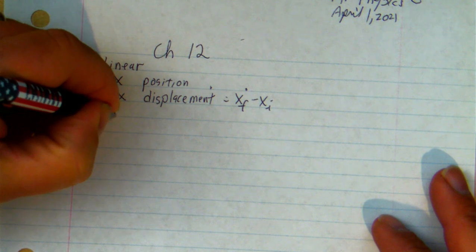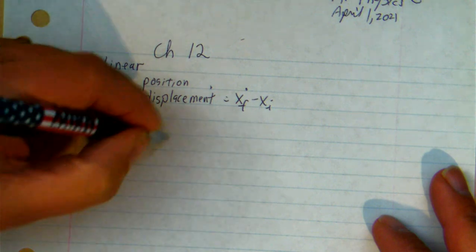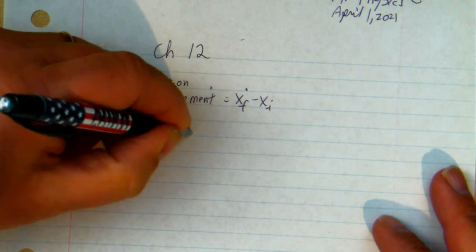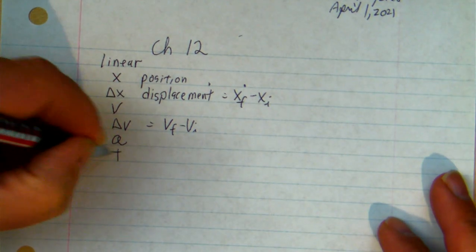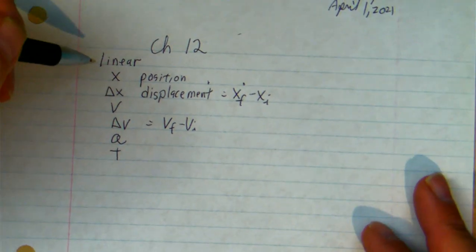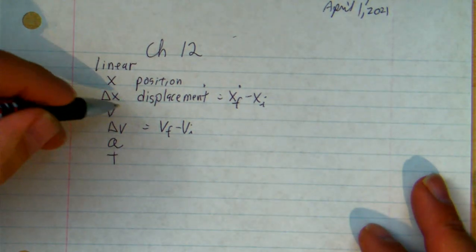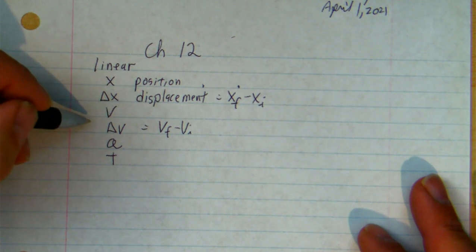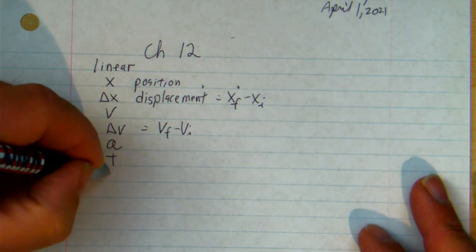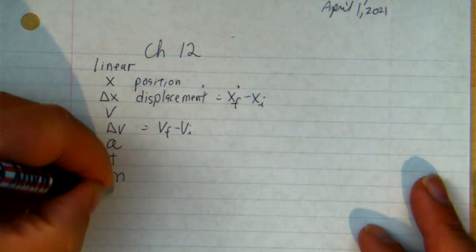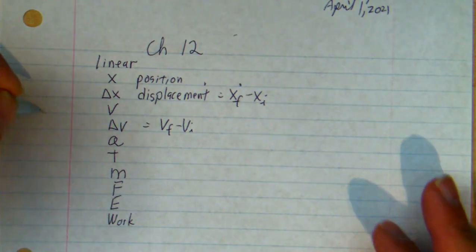And we also had velocity, and of course, change in velocity is your final velocity minus your initial velocity. And we have acceleration, and we have time. Those are the four variables that we've been dealing with. Of course, we had initial velocity and final velocity. I didn't bother with the two subscripts. But position, velocity, acceleration, time. We also have been dealing with mass and force and energy and work, not to be confused with weight.